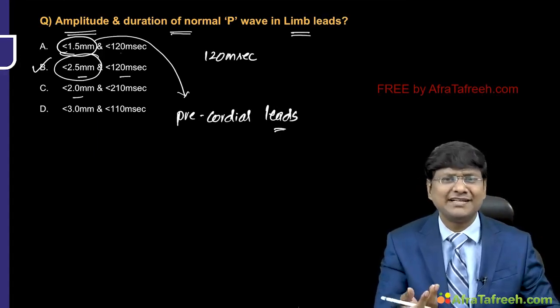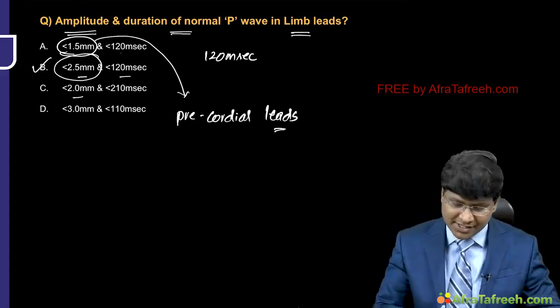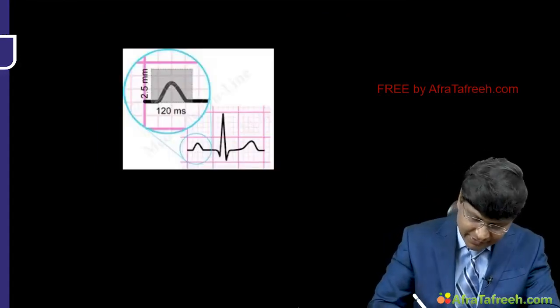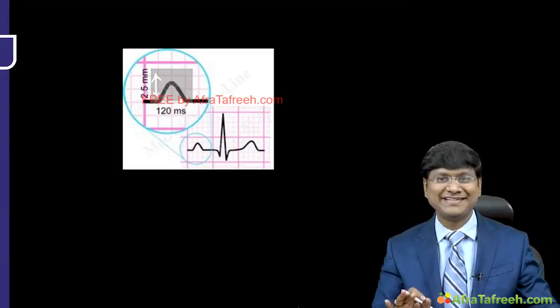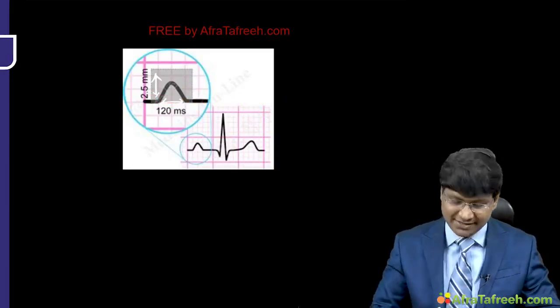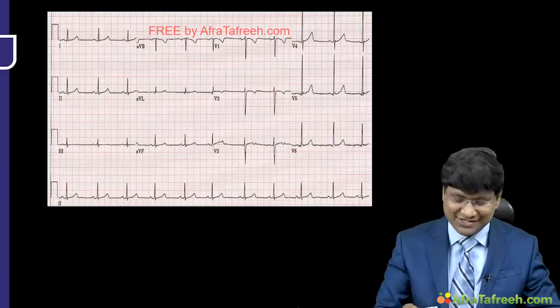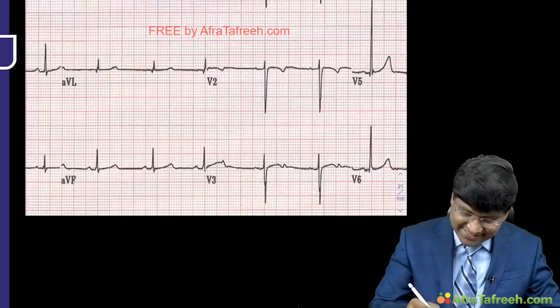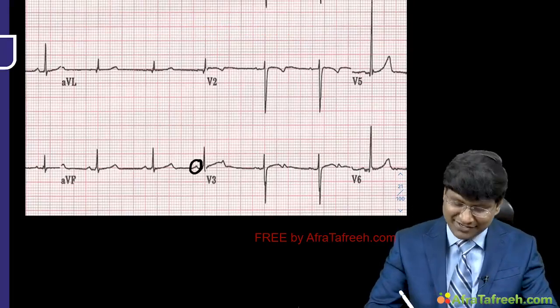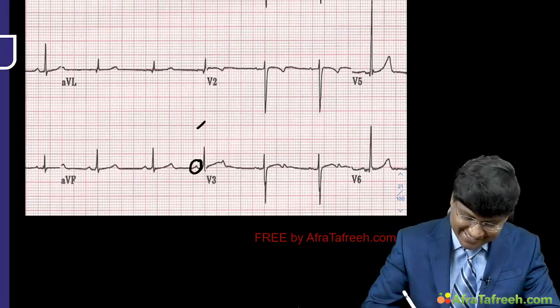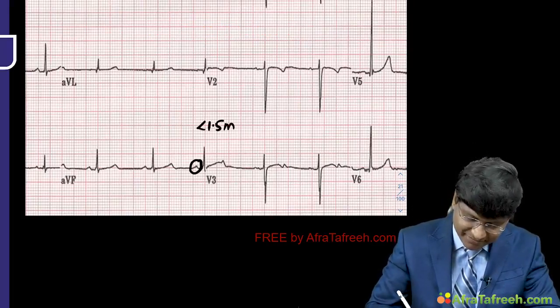So precordial leads are nothing but V1 to V6. If you see, the amplitude is around 2.5 mm and the duration is around 120 milliseconds. So this is in the limb leads, whereas you take in the chest leads. So what did I tell you in the chest leads? In the chest leads, the amplitude is how much? It is less than 1.5 mm.